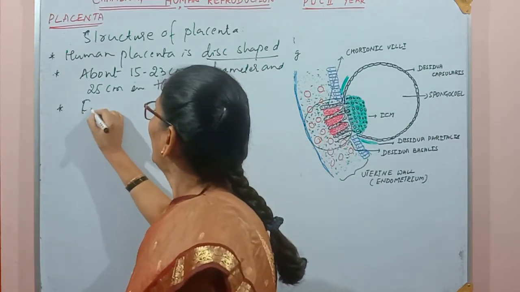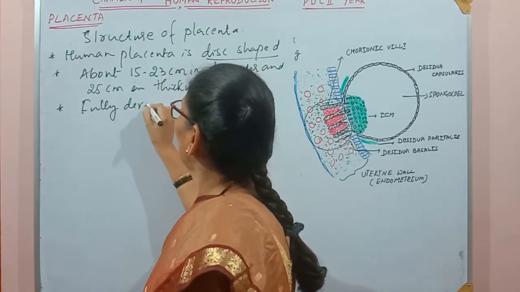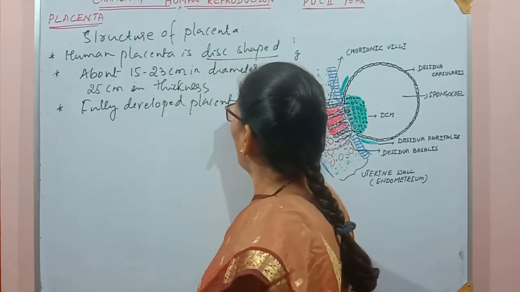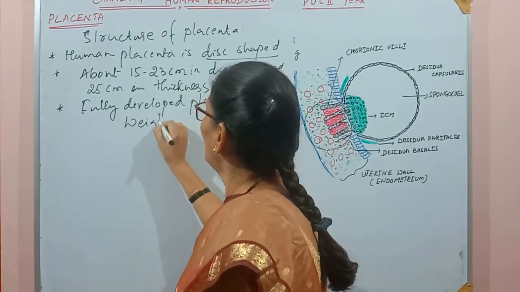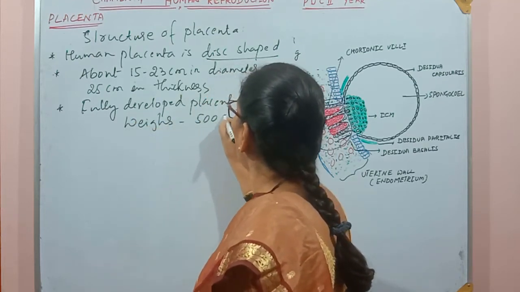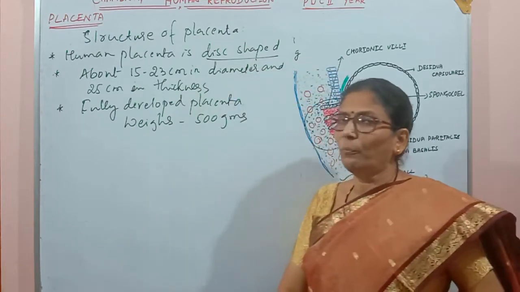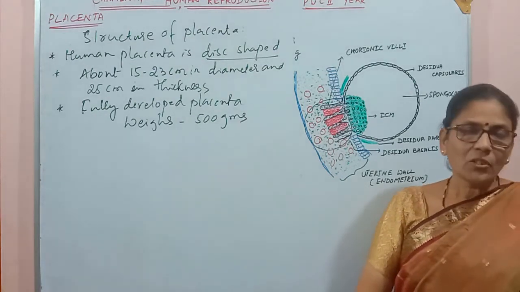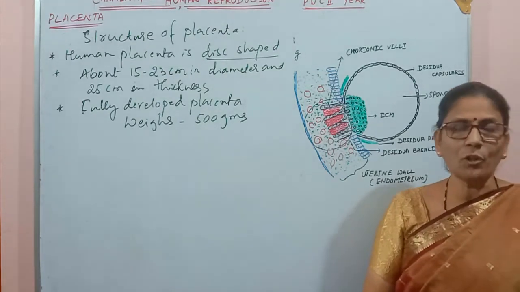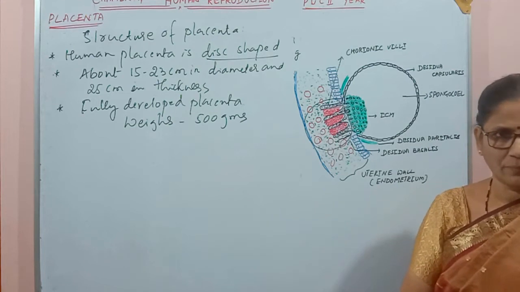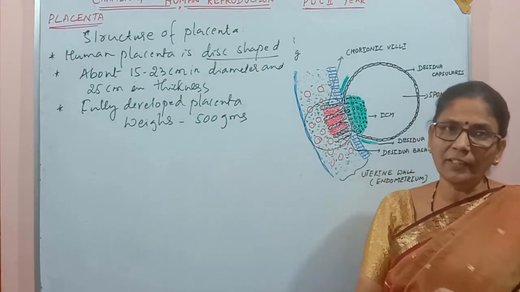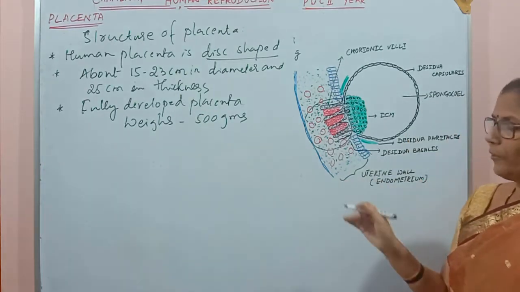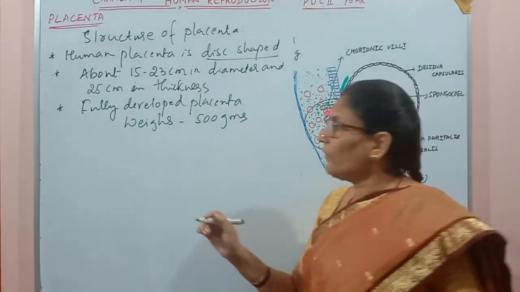A fully developed placenta weighs 500 grams. The weight of the fully formed placenta is 500 grams. So structurally it is formed by the contribution of two types of tissues. Means here both fetal and uterine wall tissues have contributed in the formation of the placenta. So what is the fetal form?